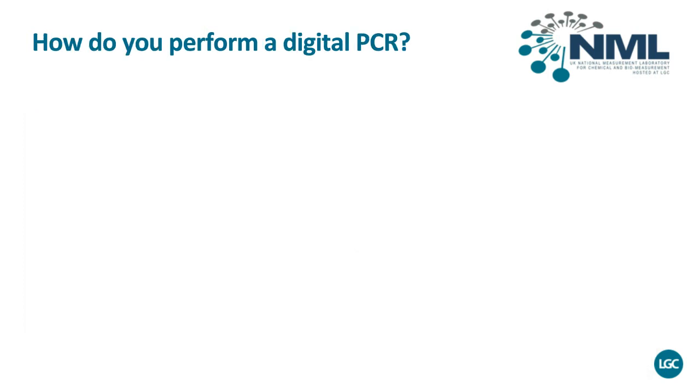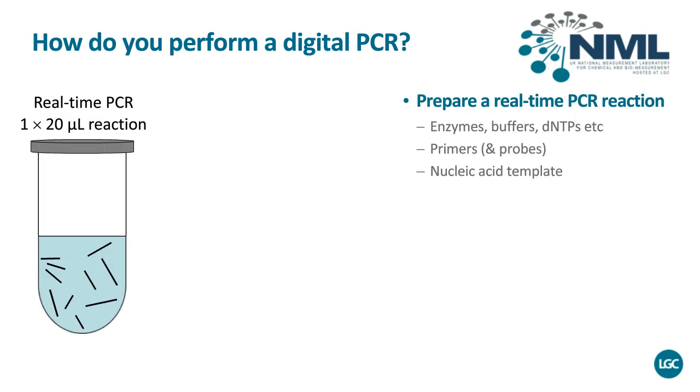So the next few slides, I'm just going to give a very brief overview of how you perform a digital PCR. And if we think of a normal PCR reaction, in this example real time, you have a 20 microliter reaction. And in digital PCR, you essentially do the same. You assemble the reaction that contains the enzymes, the buffers, the template you need, but also the primers and probes that allow you to selectively amplify a particular sequence.